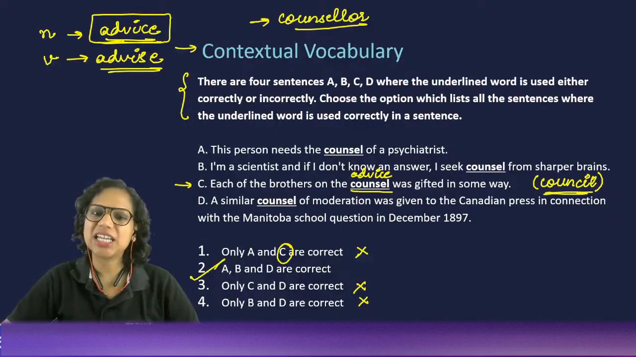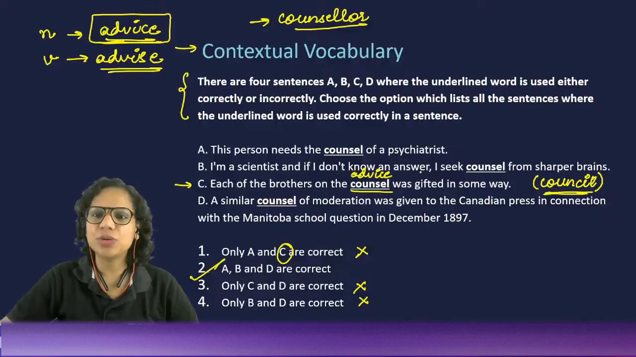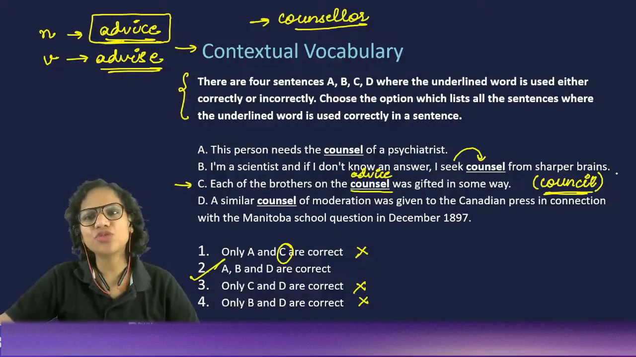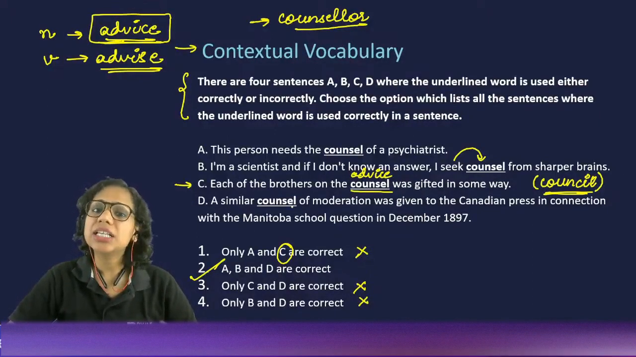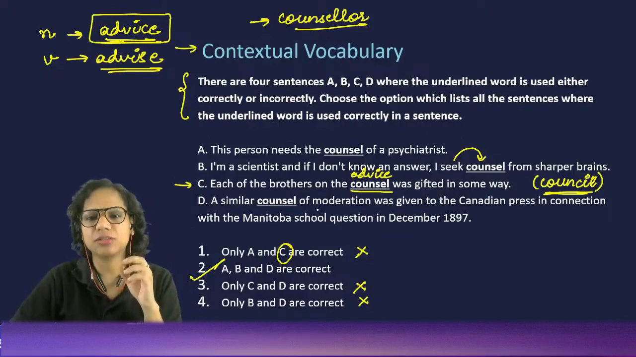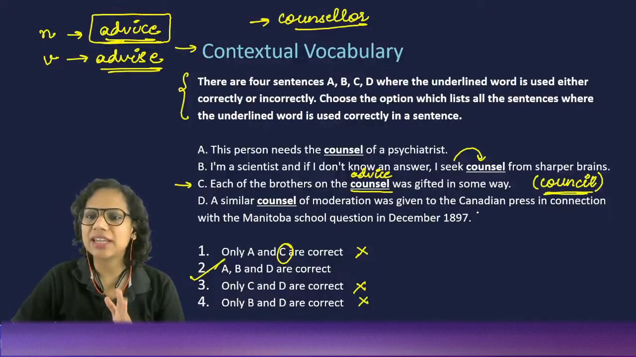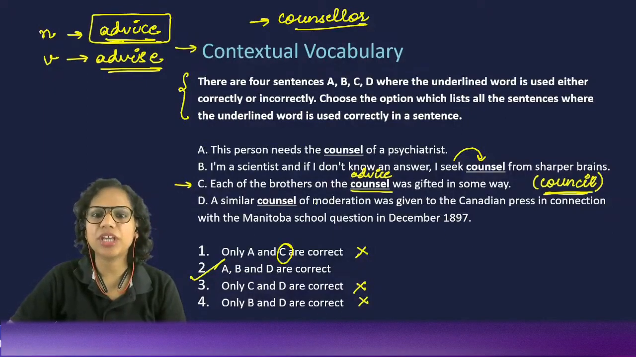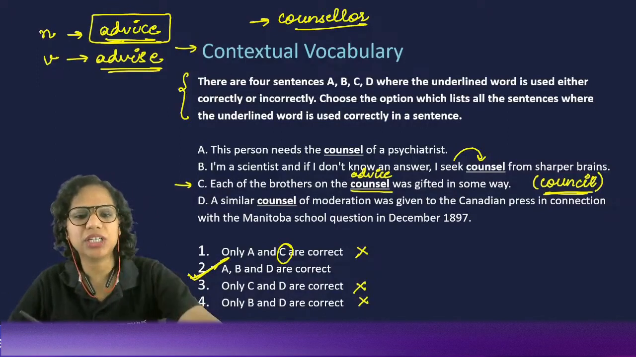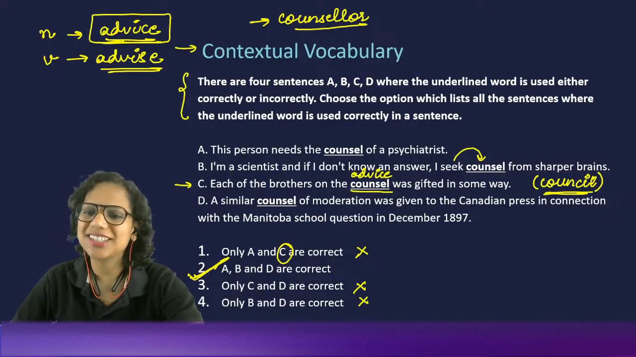B and D are correct. I am a scientist, and if I don't know an answer, I seek advice from sharper brains. A similar advice of moderation, not indulging in something in excess, was given to the Canadian press in connection with the Manitoba school question in December 1897. So 2 is the answer.